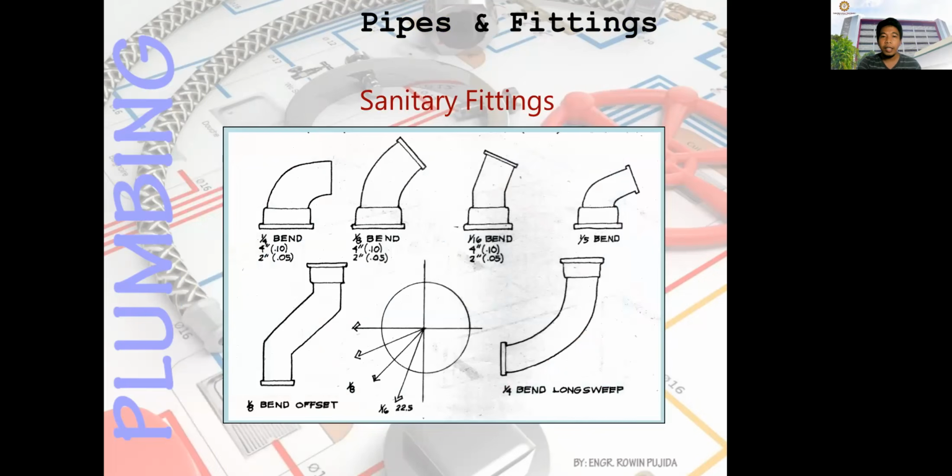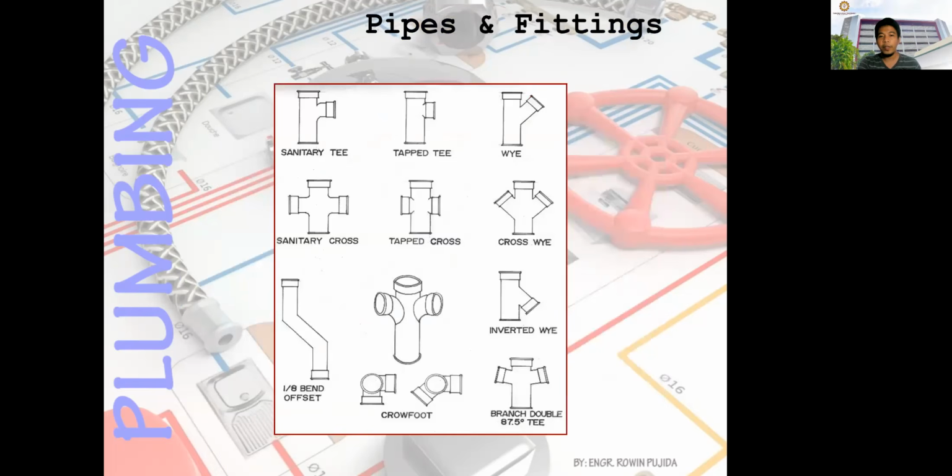Okay, so let's have the sanitary fittings. You have the bend, or sometimes we call that an elbow. They have 1/4 bend, 1/8 bend, 1/6, 1/5. Then also you have the bend offset and bend long sweep. Okay, these are the sanitary fittings.